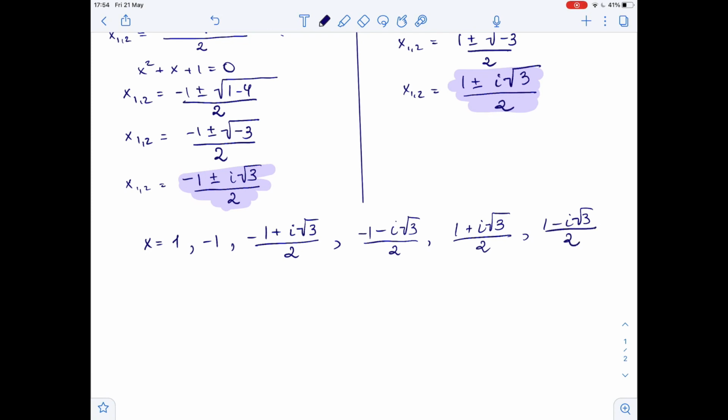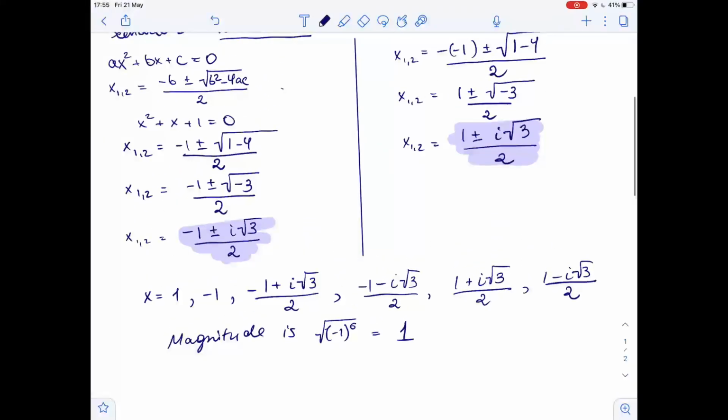So here we have 6 possible solutions, and we need to find the magnitude of them. So the magnitude would be equal to the square root of negative 1 to the 6th power, which is just 1. So here are our 6 solutions and the magnitude of our solutions.